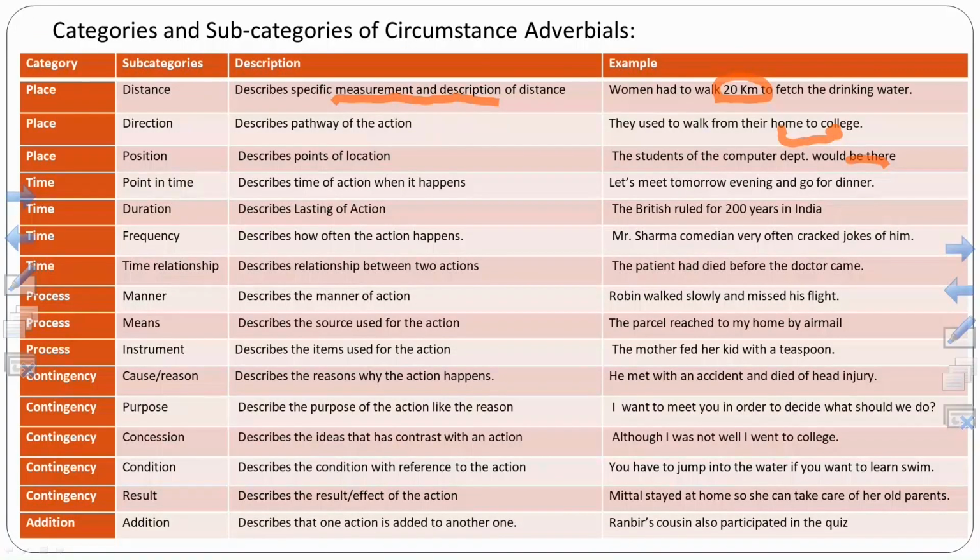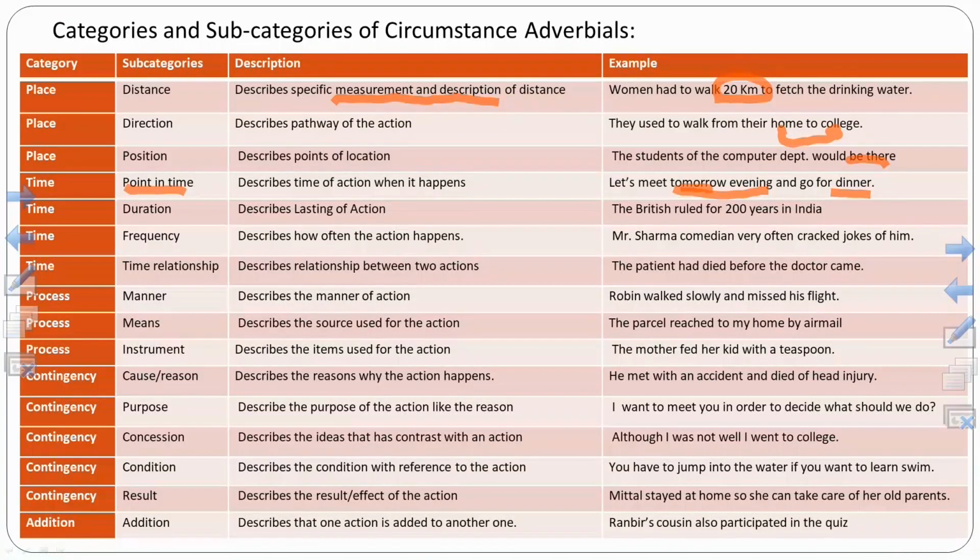Now time, let's see point in time. For example, it describes the time of action, when it happens. For example, here, let's meet tomorrow evening and go for dinner. So here the action is what? For dinner. So they are planning to go for dinner tomorrow. And when, the time is tomorrow evening. So this describes the point in time.